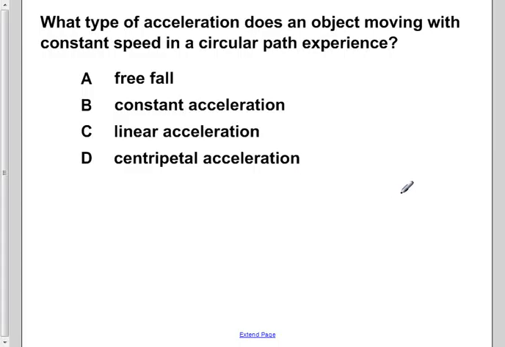What type of acceleration does an object moving with constant speed in a circular path experience? A. Free fall, B. Constant acceleration, C. Linear acceleration, or D. Centripetal acceleration. So let's go through all of our answer choices.